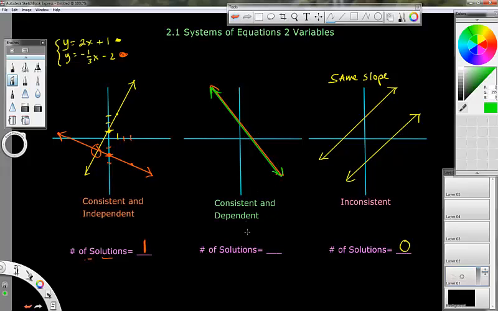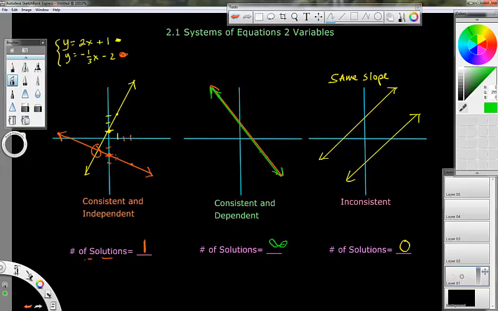And remember, the number of solutions is where the lines cross each other. So here it crossed once. Here they don't touch, so you have 0 solutions. Here you would have a point of intersection here, here, here, here, and down here, and here, and here. So this would be infinite solutions to that, and that's called dependent.